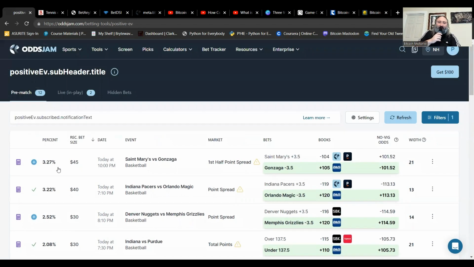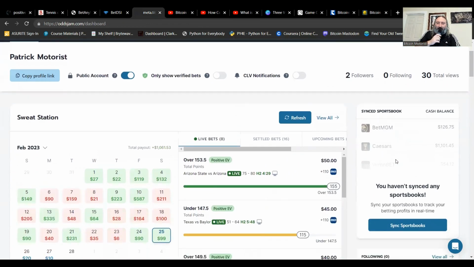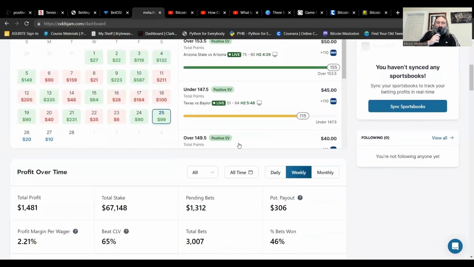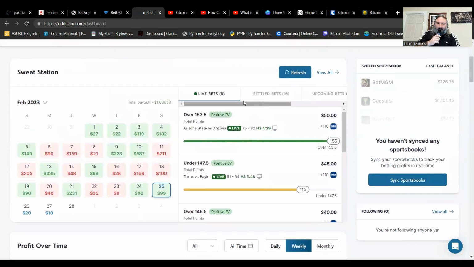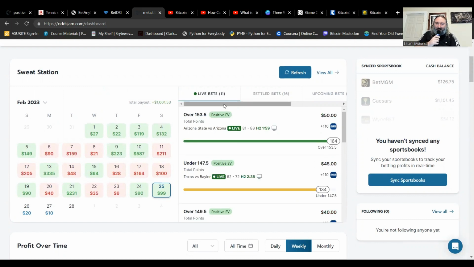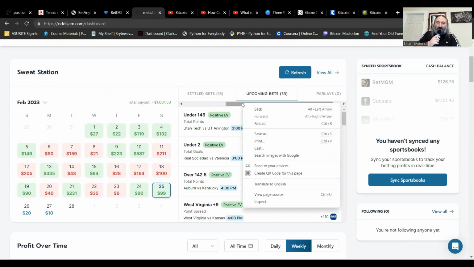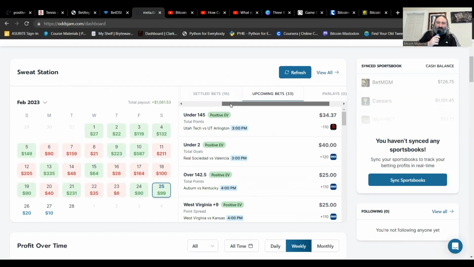And so let's take a look at that right now. I'm going to go over to my bet tracker, and I've made my bet tracker public so anybody can look at these bets. So far today, we're in the positive, which is good. I like that. We've got 16 settled bets so far. We've got, looks like 11 live bets, and we've got 33 upcoming bets. So it's a lot of bets in one day. But this is pretty much about average for Saturday. I think Saturdays are a little bit busier than some of the weekdays.